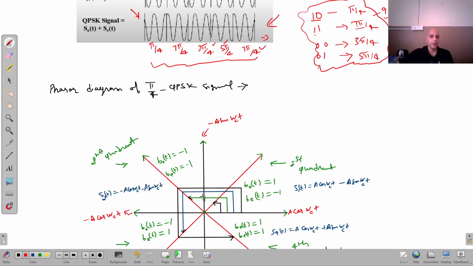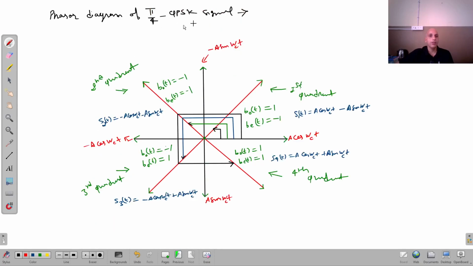Now here I am drawing the phase diagram of this pi by 4 QPSK signal. So you can see here the phase diagram. Here I am representing A cos of omega ct, and minus A cos of omega ct, A sine of omega ct, and minus A sine of omega ct. This is the first quadrant, second quadrant, third quadrant, and this is the fourth quadrant. Now in the first quadrant, as I go from here to here, I can write this vector as a sum of A cos of omega ct minus A sine of omega ct. You can see here.